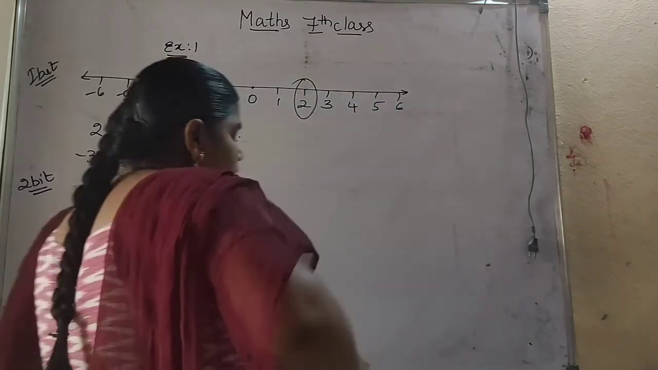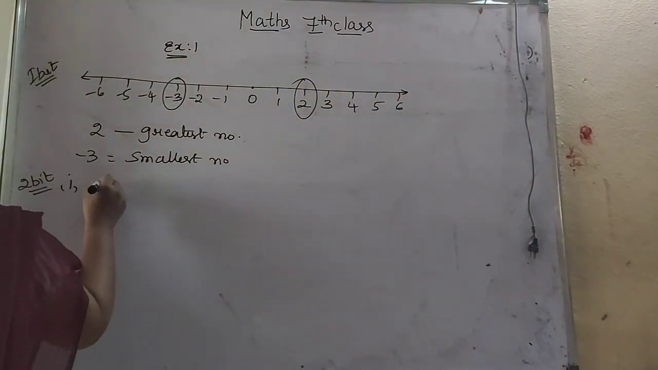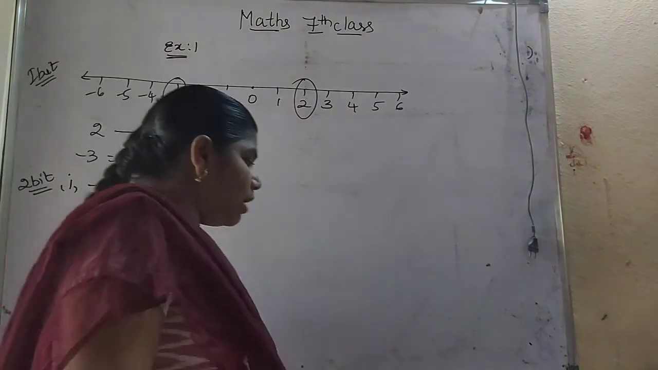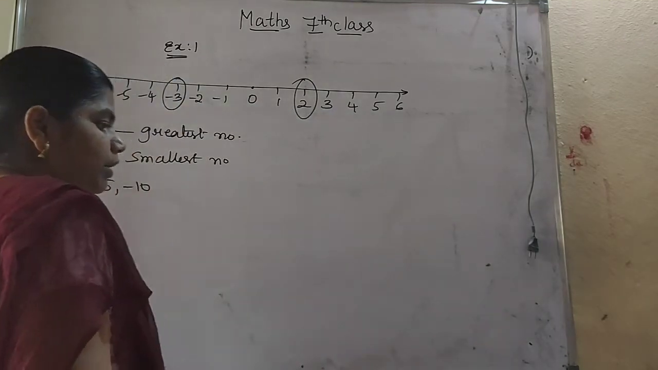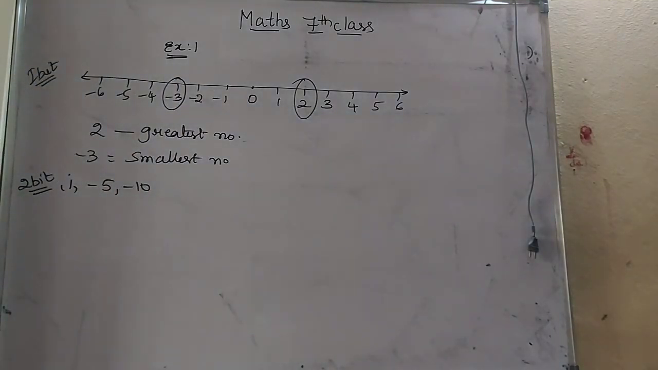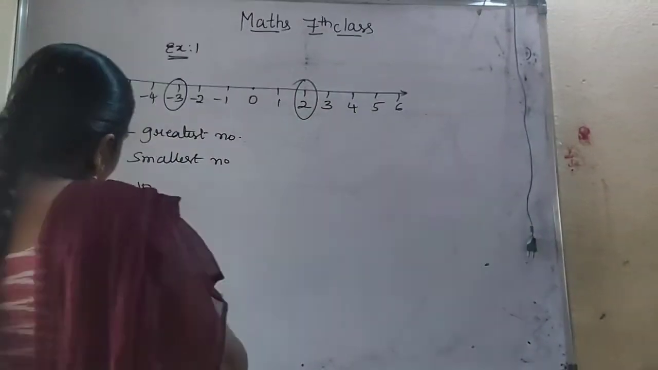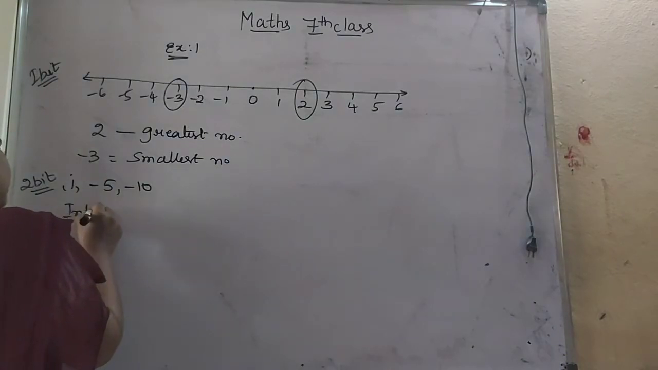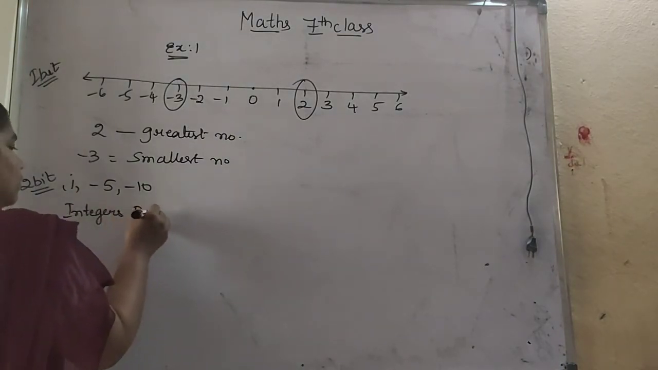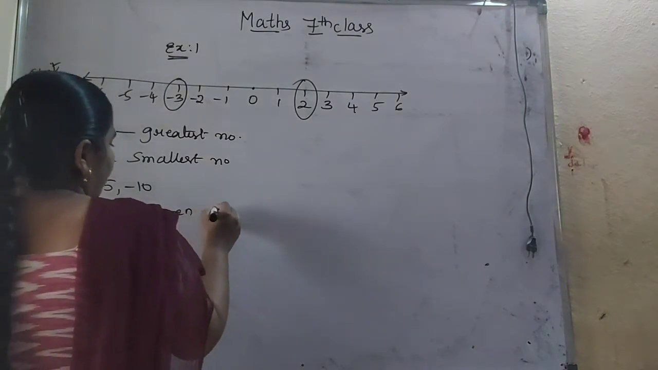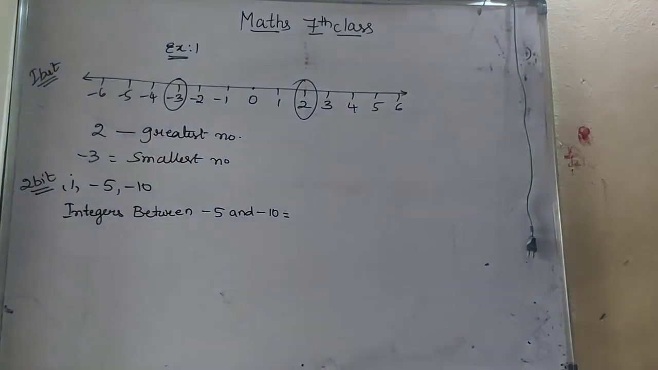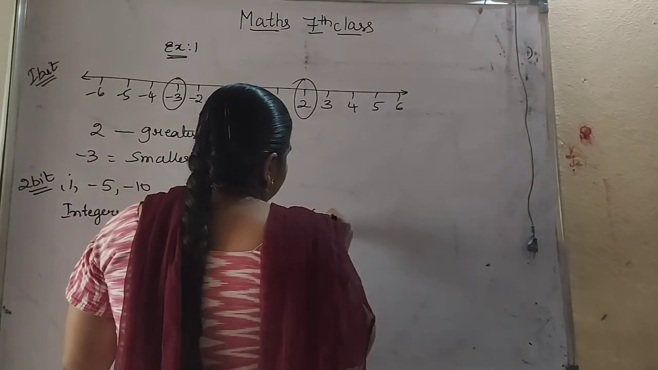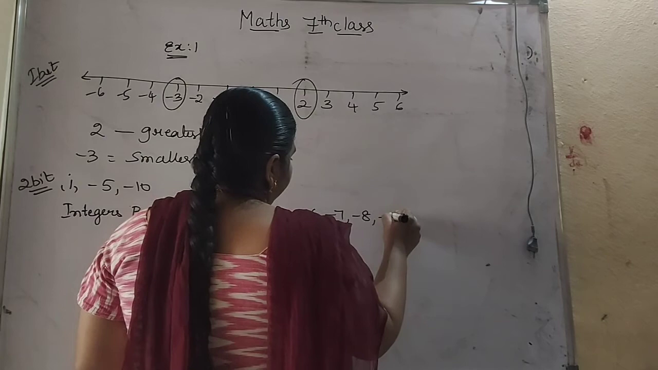What is the question? The first one is minus 5 comma minus 10. We have to write the between integers, and in those between integers, check which is the greatest integer and which is the smallest integer. So first we will write the integers between minus 5 and minus 10. Which integers will lie between minus 5 and minus 10? That is minus 6, minus 7, minus 8 and minus 9.